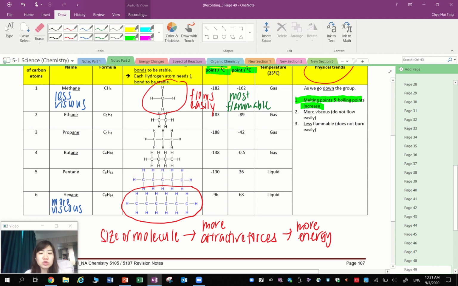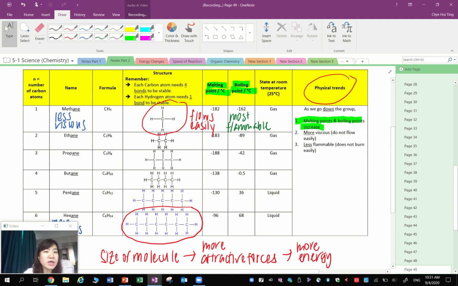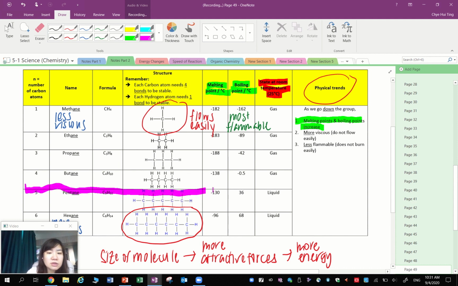You can also look at density, because there's one last column that I didn't really look at, which is the state at room temperature. You can see that as I go down the group, I get heavier and heavier. My density increases. The first four in your syllabus are gases, followed by the liquids for pentane and hexane.